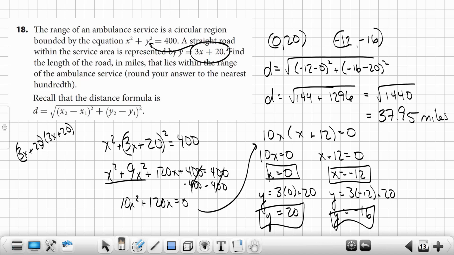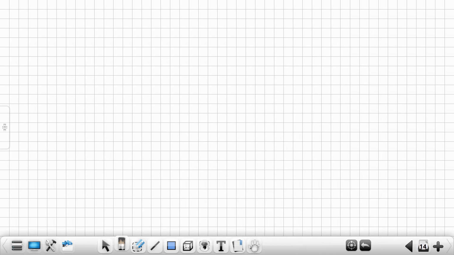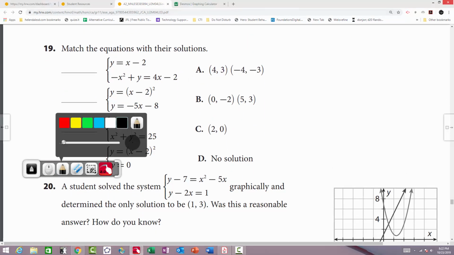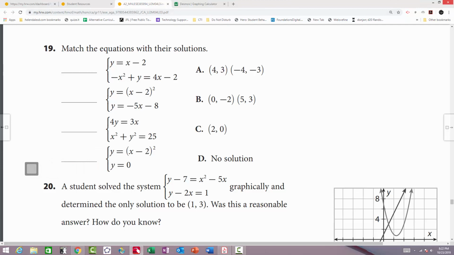All right, 18 was kind of big. 19. Oh, matching. We got some easy stuff here. I'm not even going to copy it over. So, match the equation with their solutions. So if you notice, guys, they are playing you a little bit. All right, maybe. But we can narrow this down.